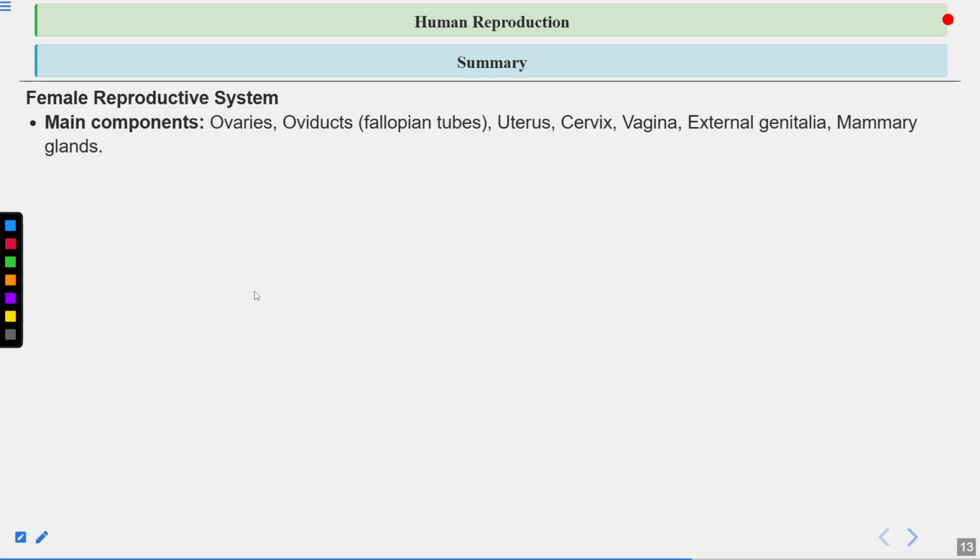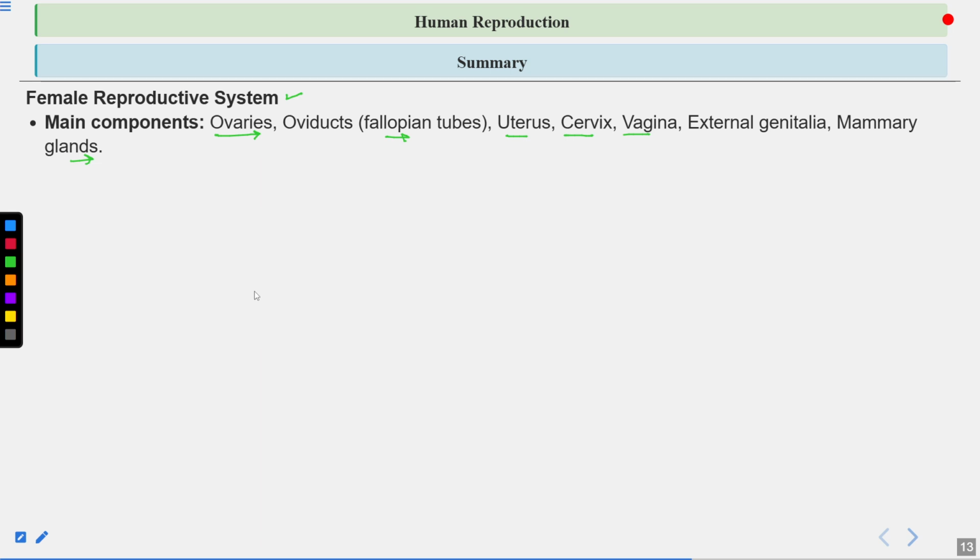Now, the female reproductive system. What are the main components? Ovaries, they are the primary sex organ. Then the oviduct, also known as the fallopian tubes. The uterus, cervix, vagina, and external genitalia are present. And the mammary gland, you can say this is also associated with the female reproductive system.